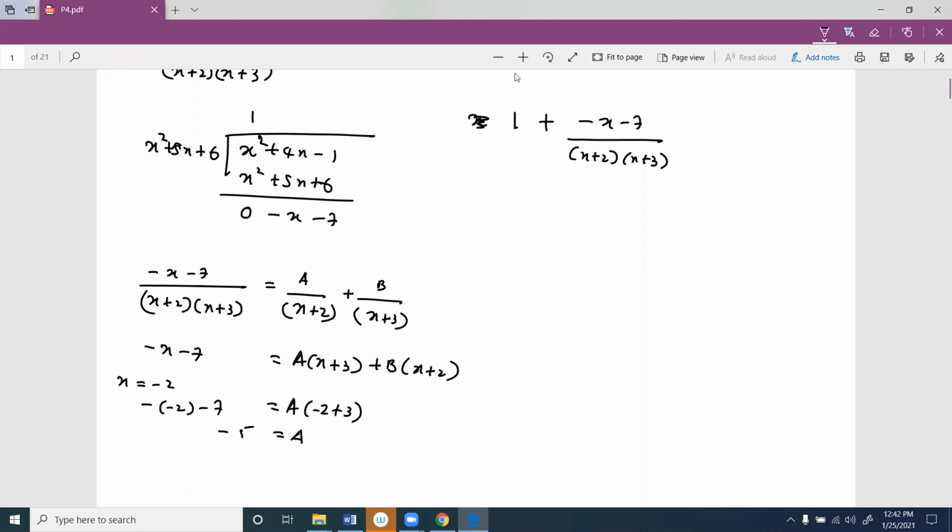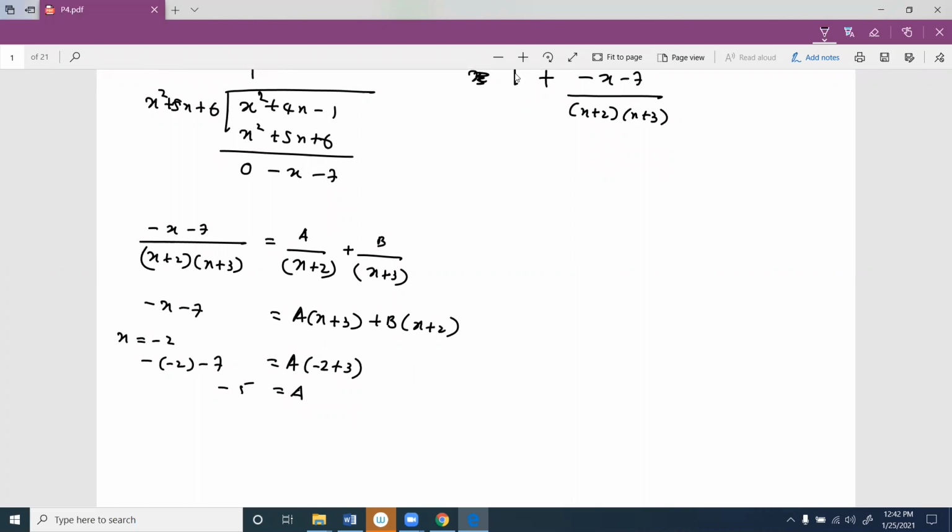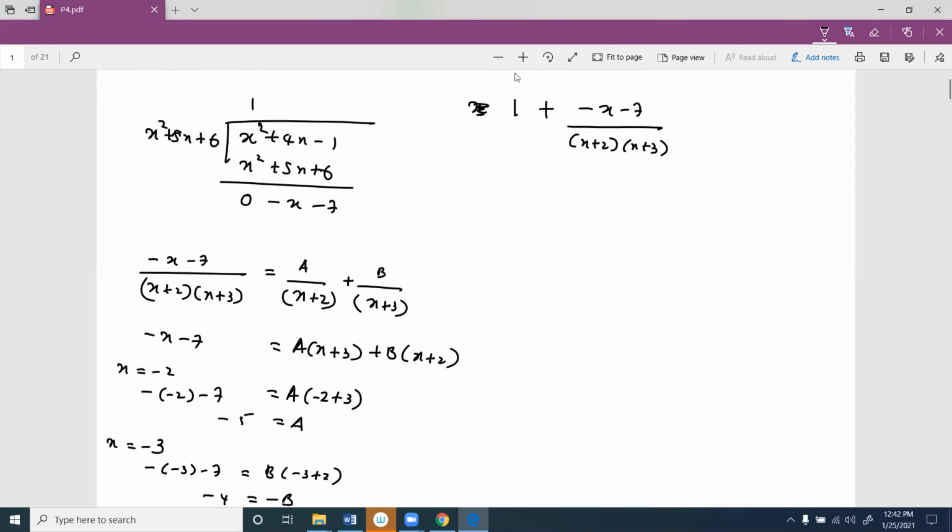Okay. Then you can go ahead with b. To find b, you have to remove a. That means put x equals minus 3. Minus 3 minus 7 equals, a cancels, b times minus 3 plus 2. This turns to minus b equals minus 4. So therefore b equals 4, right? Then you can write the full fraction.